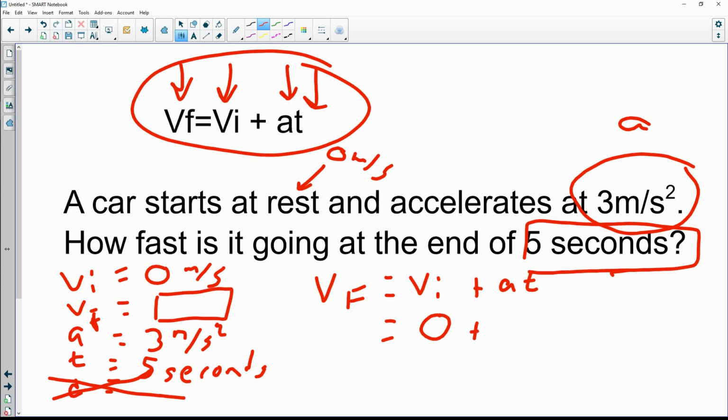So Vi is 0 plus the acceleration is 3 times the time is 5. And we're assuming it's all in the positive direction because in the problem it's a positive 3. So 5 times 3 is 15. Our final velocity is going to be 15 meters per second because 15 plus 0 is 15. So that's sort of how we start teasing out different physics issues. We can make a prediction. If a car starts at rest and goes 3 meters per second squared for 5 seconds, it's going to end up going 15 meters per second. It's going to go faster and faster and faster.